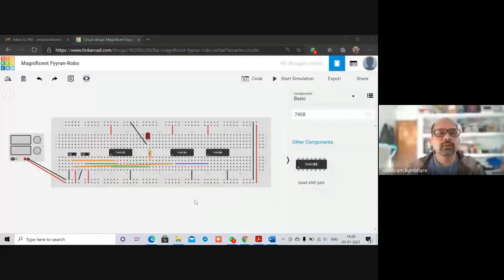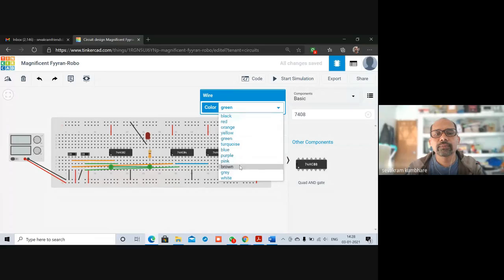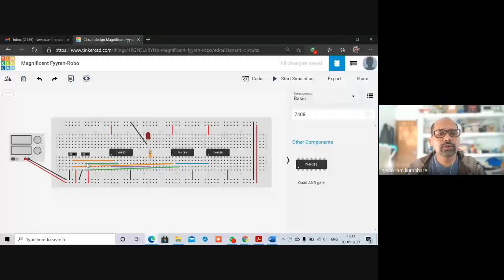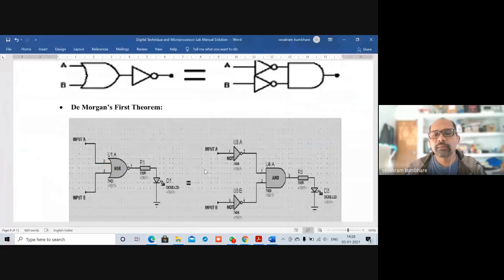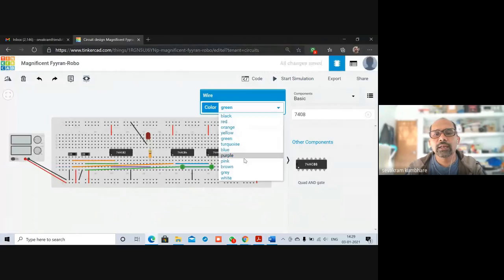So we will connect this input B to pin number 3 of the NOT gate. I'll change this color to some other. So this is input B, and this is also input B, which is connected to pin number 3 of the NOT gate, and pin number 4 output is connected to pin number 2 of the AND gate. So this pin 4 is connected to pin number 2 of the AND gate. I'll make it green.